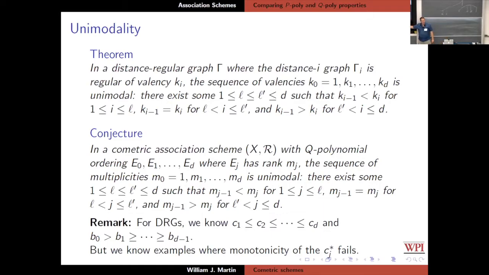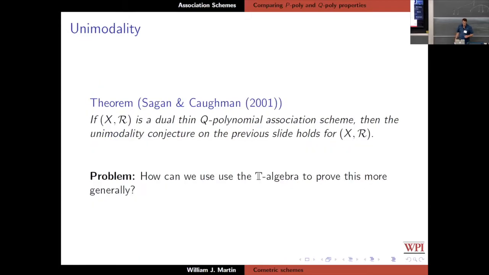In fact, for the Johnson schemes, it seems that when the class number gets large, the CJ stars for the Johnson scheme are actually unimodal. They go up and then they go down again. Okay, so the CJ stars for the Johnson scheme are not monotone. So you don't have the monotonicity. So we really need another technique to do this. The only case that's been resolved is Bruce Sagan and John Kaufman showed that if the association scheme is dual thin, so I have a cometric association scheme where every irreducible Terwilliger module is dual thin, projects to dimension 0 or 1 on each eigenspace, then you can prove the unimodality condition. And that's it. So we don't have a way to do that.